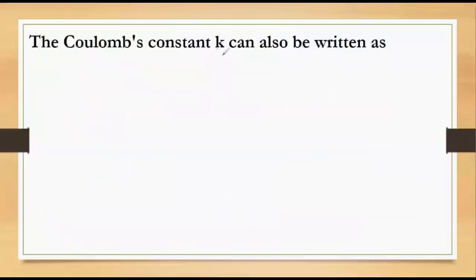So here the Coulomb's constant k can also be written in another form. Remember that it is small k, not capital K. Coulomb's constant is symbolized with small k, and capital K stands for the dielectric constant, which is another quantity. So here small k can also be written as 1 upon 4 pi epsilon naught. See, 1 upon 4 pi, but here a new term you are getting, called epsilon naught.